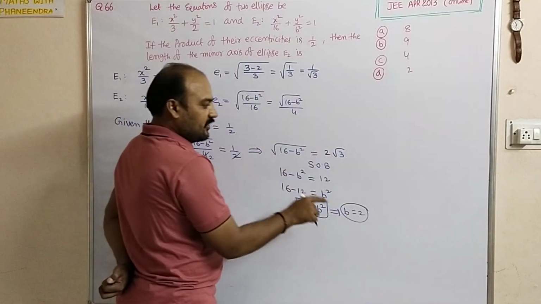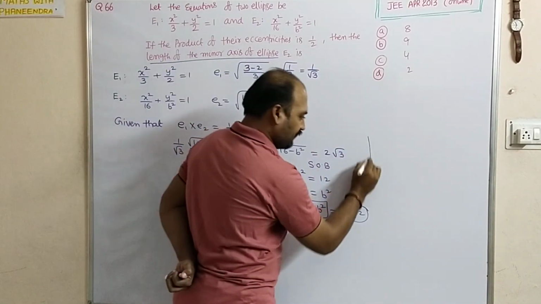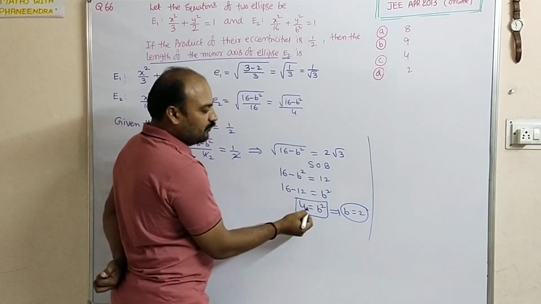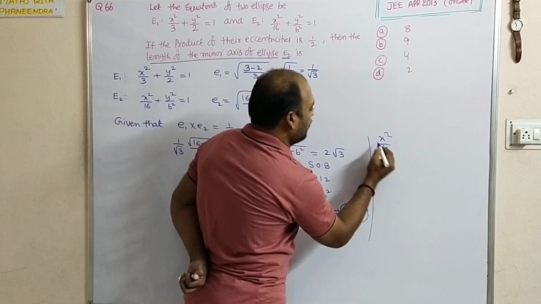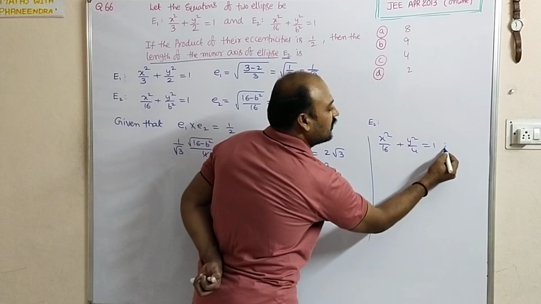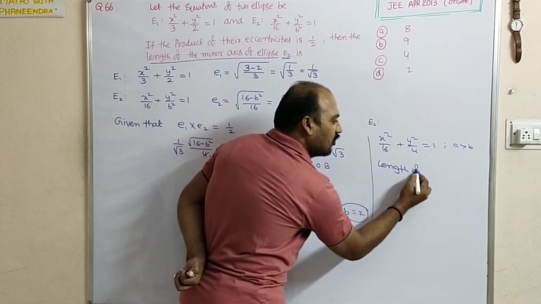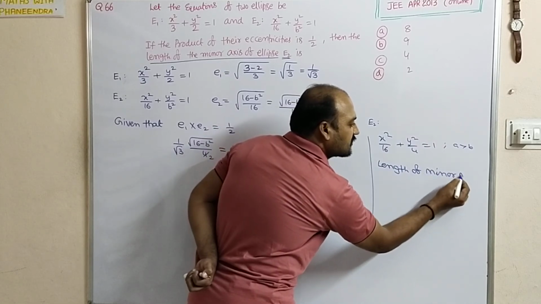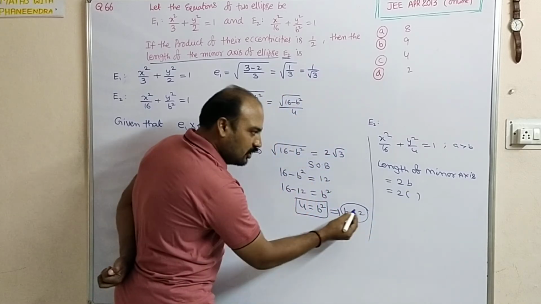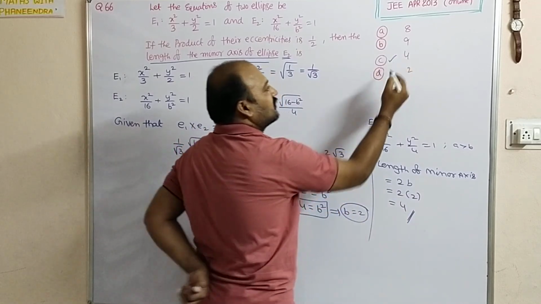So they are asking to calculate the length of the minor axis of ellipse 2. For ellipse 2, x square by 16 plus y square by 4 is equal to 1. A is greater than b. Length of minor axis is equal to 2b, that is equal to 2 into b. B value is what? 2. So 2 2s are 4. 4 is there in the third option.